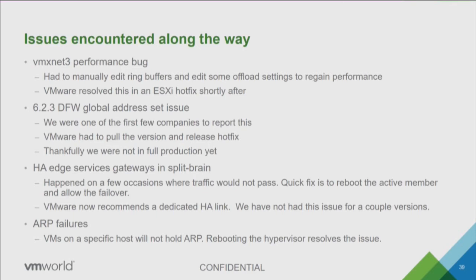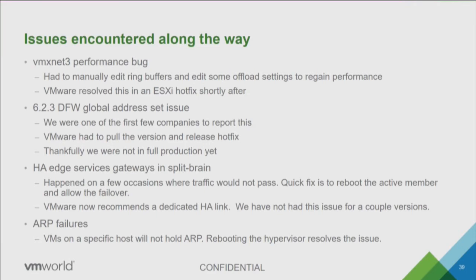We opened lots of cases with VMware, and it took a really long time, and we finally figured out that there's a bug, and if you manually go edit the ring buffers and some of the offload settings, performance came back 100%, and it worked fabulous. VMware worked diligently to get this resolved in a hotfix, which was awesome, and then the next full release of ESXi just included that in it.